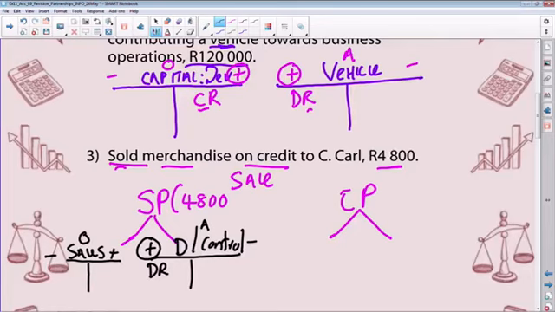Sales, on the other hand, is an income. And remember, if there is an income, it means that the profit that goes to the owner is now increasing. So this will be my credit. Okay, you guys have that. So I'm going to debit debtors control and I'm going to credit sales. So let's do that.